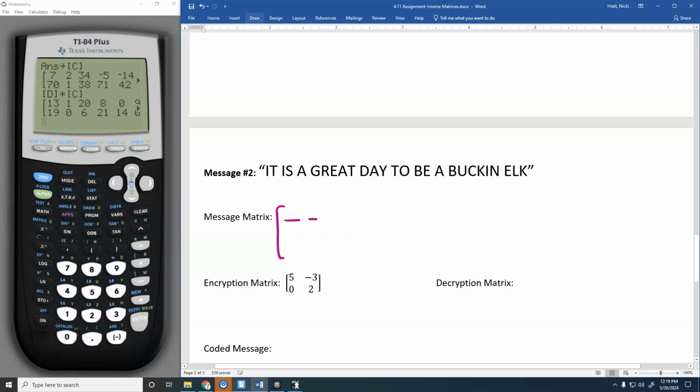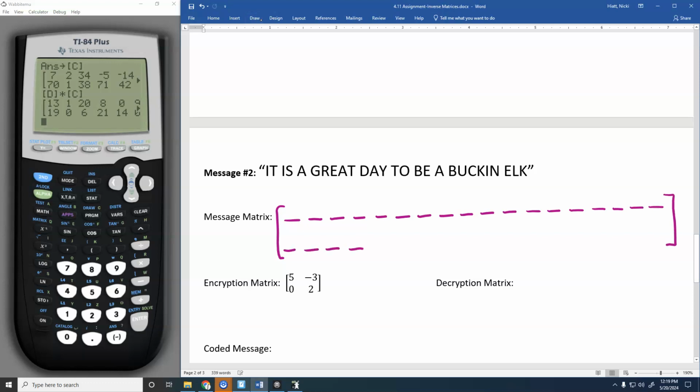So we're just going to use the letter code first. I'll put it up here. You guys check to see if you're getting the same thing.